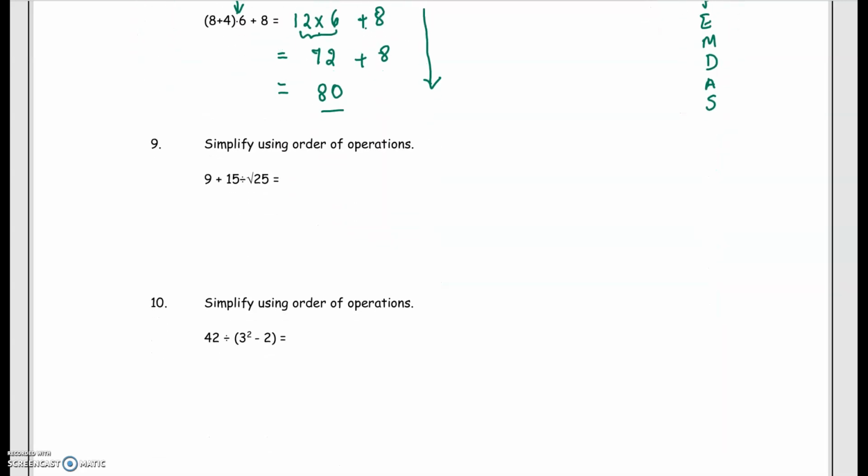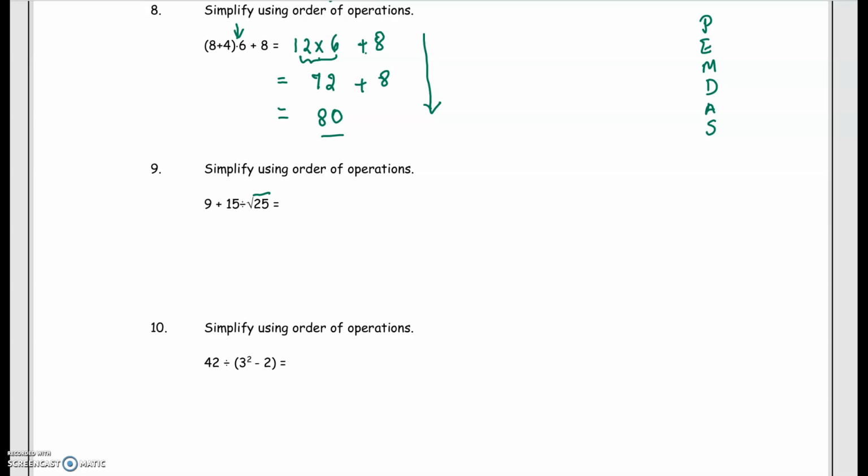We have one more here. So that's 9 plus 15 divided by radical 25. PEMDAS says parentheses first. We don't have to worry about that. So this is exponents and radical signs, right? You have to take care of that in the second step. So 9 plus, write down everything, 15 divided by, and remember, this is 25, which is a square. 5 squared is 25. And that tells us that radical 25 is a 5 because 5 squared equals 25.